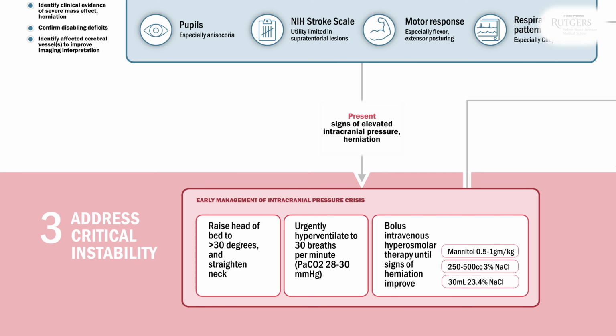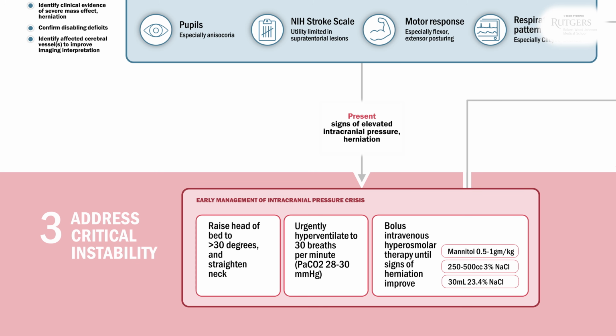Bolus intravenous hyperosmolar therapy. And by bolus, I do mean bolus, as fast as the intravenous line allows. Here your options are mannitol at a dose of 0.5 to 1 grams per kilogram, 250 to 500 cc of 3% saline, or 30 cc's of 23.4% saline. Which option is better? Don't worry about it. In an emergency like this, it's likely the one you can get your hands on the fastest. After all, the patient is herniating.